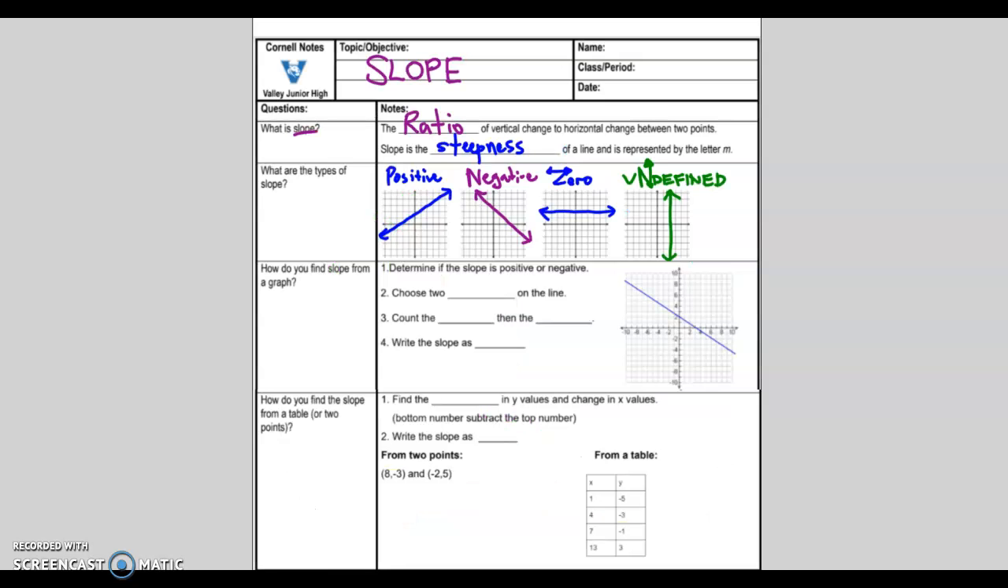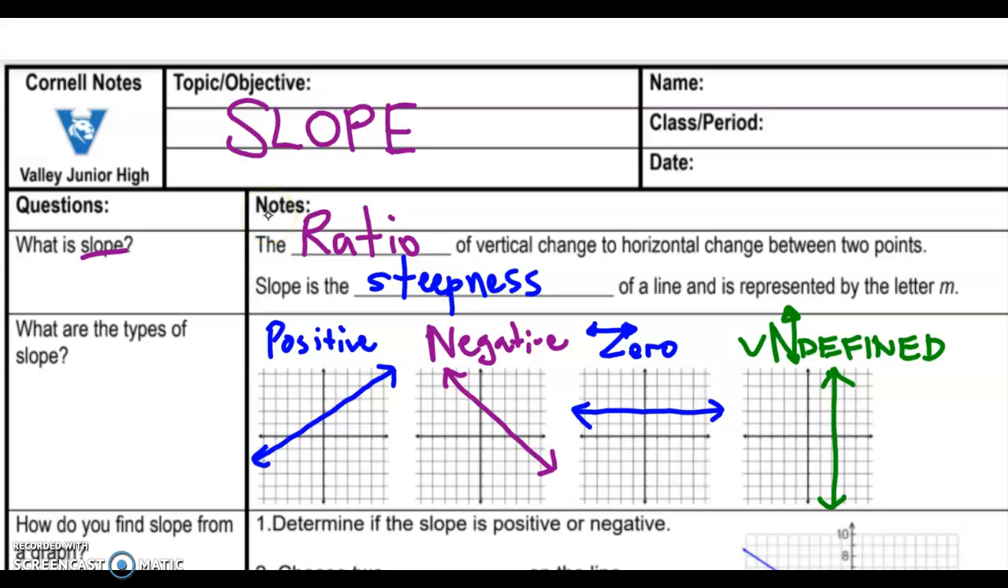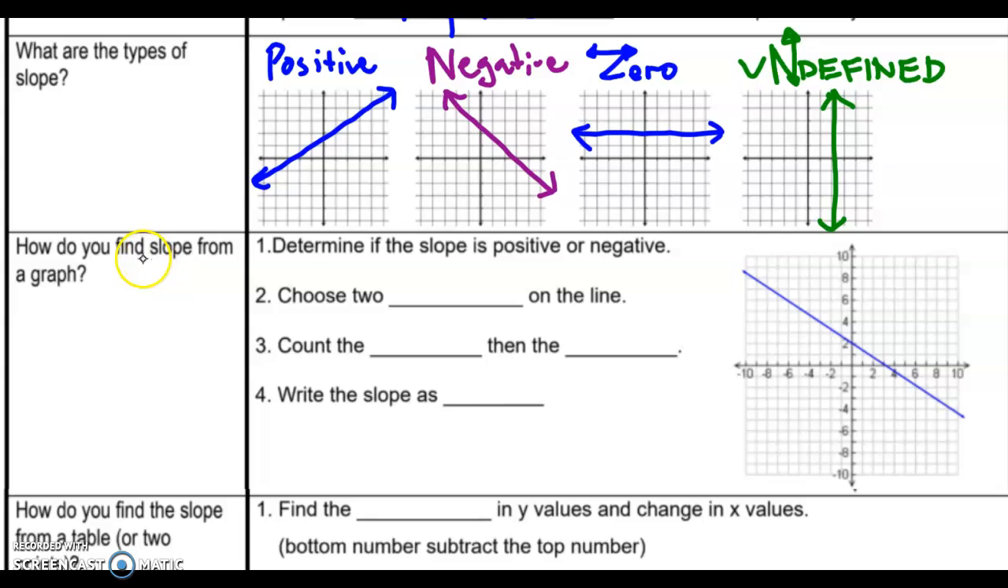All right, let's finish our notes. Okay, how do you find slope from a graph? So here's our graph. Here's our line. First thing you do is determine, is it positive or negative, and I can see that this guy is negative, so circle negative.